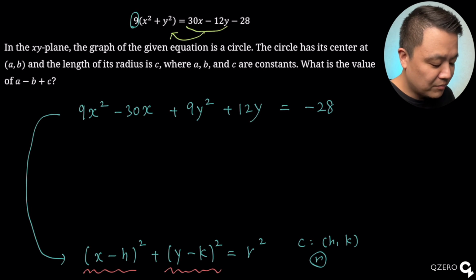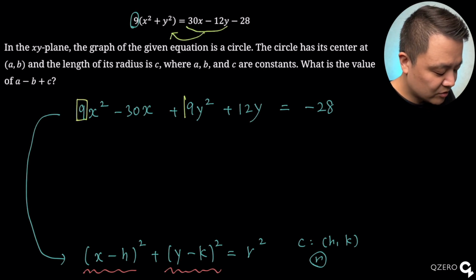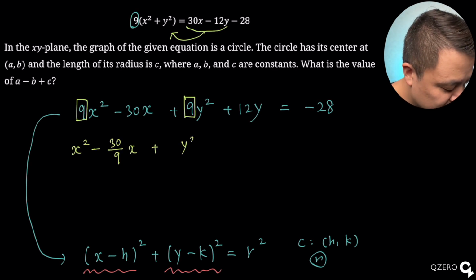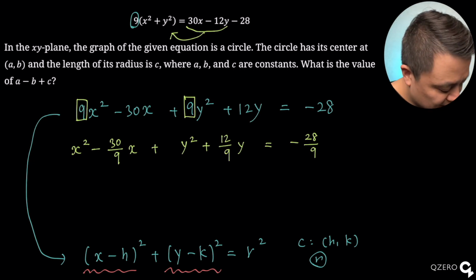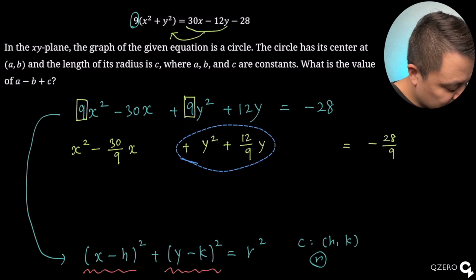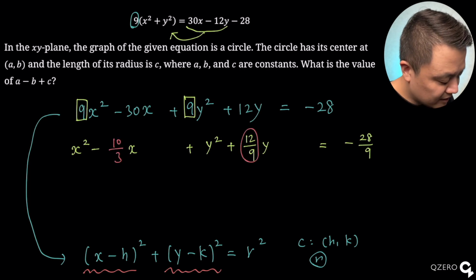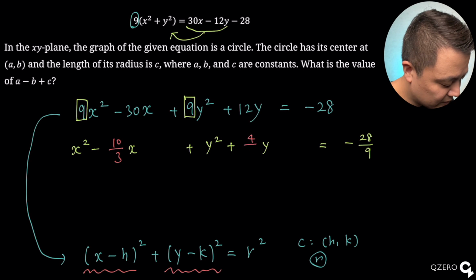Let's do that. To complete the square, you have to make the quadratic coefficient into 1. So why don't we just divide everything by 9? Then we have x squared minus 30 over 9 x and y squared plus 12 over 9 y and negative 28 over 9. Let me make some room here because we have to add some constants. 30 over 9 is 10 over 3, so I'm just going to replace it with 10 over 3. 12 over 9 is 4 over 3, so I'm just going to replace it with 4 over 3.